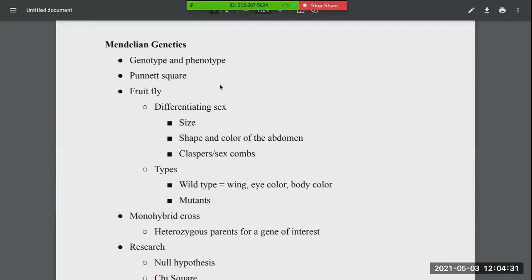Today we are going to see Mendelian genetics and human genetics. There are certain concepts that I want you to understand. The first of the words that you need to understand is genotype. And when we say genotype, it could mean two things.